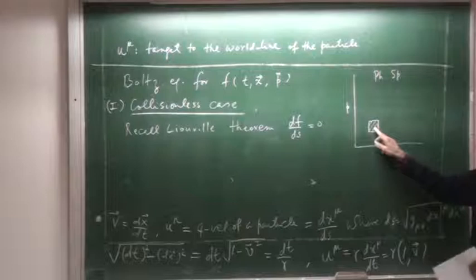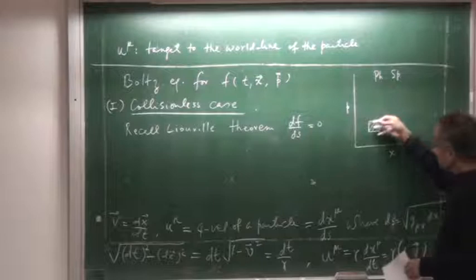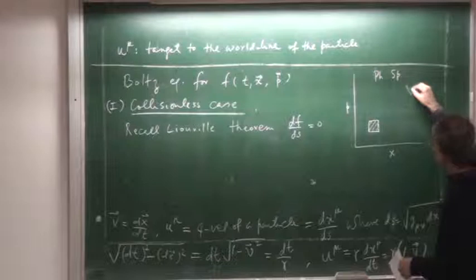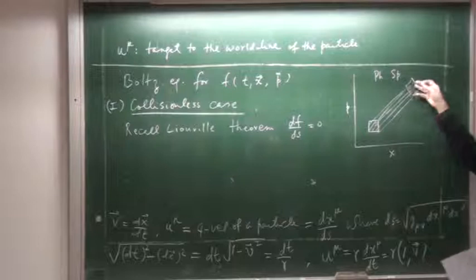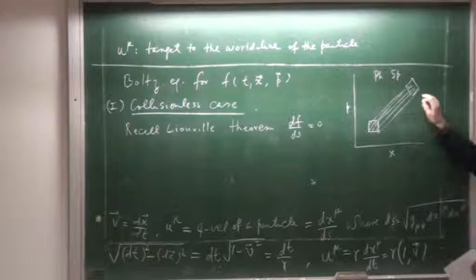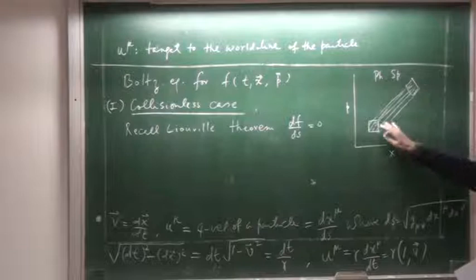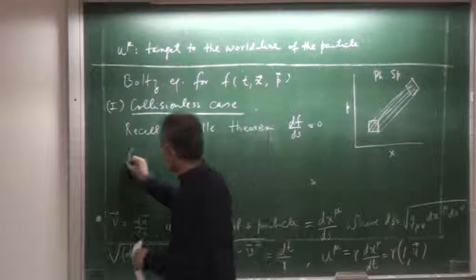Now, as the system evolves in time, this volume element will go somewhere else. Because particles in here are going to transfer to there. Numbers are going to remain the same. Number of particles here is the number of particles here. So you can write f dx dp.